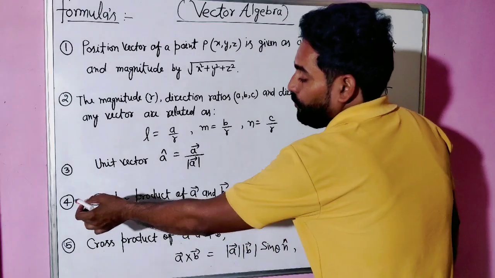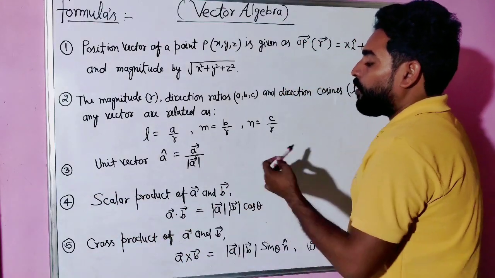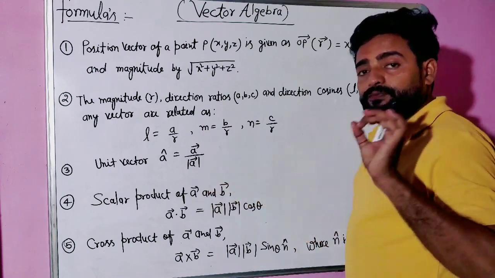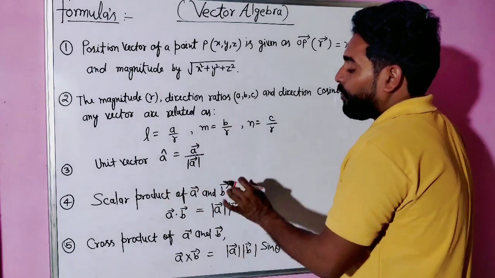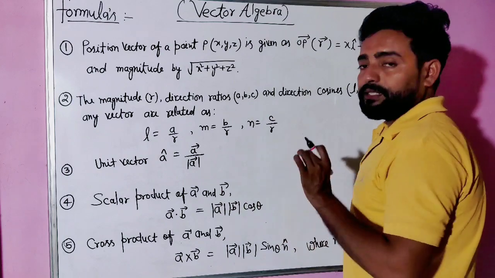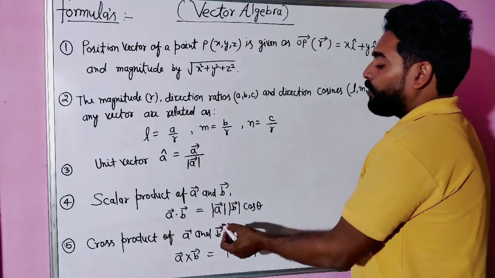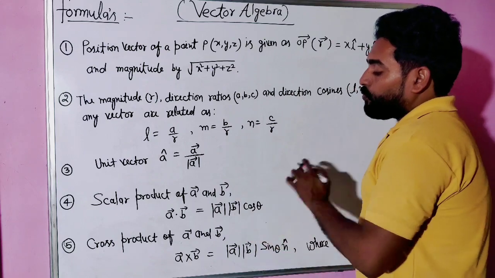And formula number 4, scalar product of vector A and vector B. So friends, this formula is very important. Scalar product of vector A and vector B: vector A dot vector B is equal to mod vector A into mod vector B into cos theta.